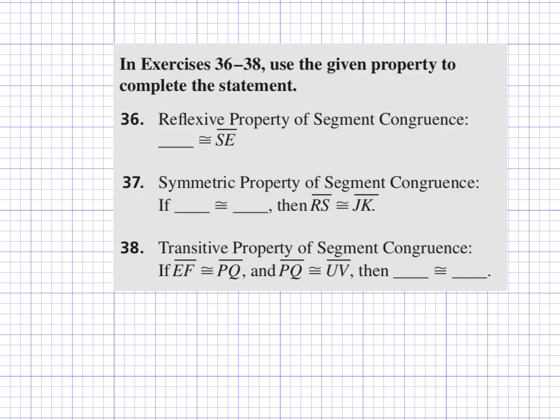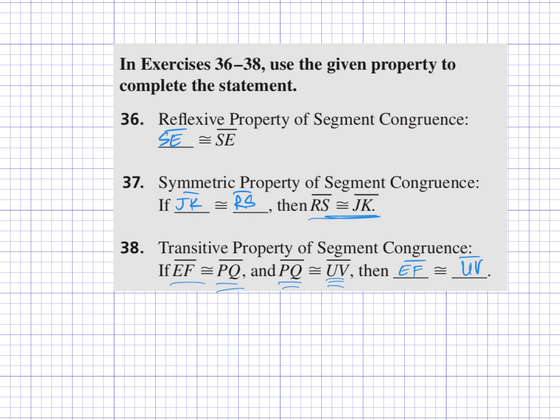Okay, reflexive property means it's the exact same thing. So SE is congruent to SE. Symmetric property, if that's how we started, then you just reverse it. If JK is congruent to RS, then RS is congruent to JK. Transitive property, beginning is to middle, middle is to the end, so the beginning is to the end.